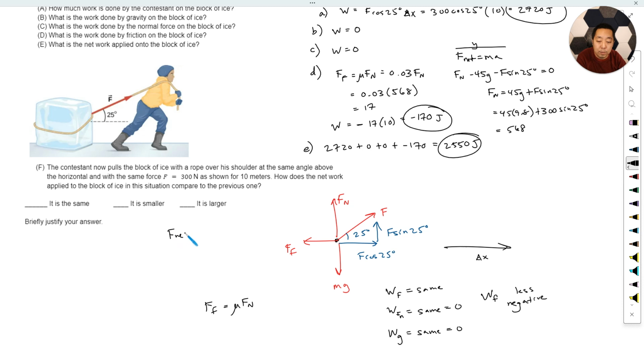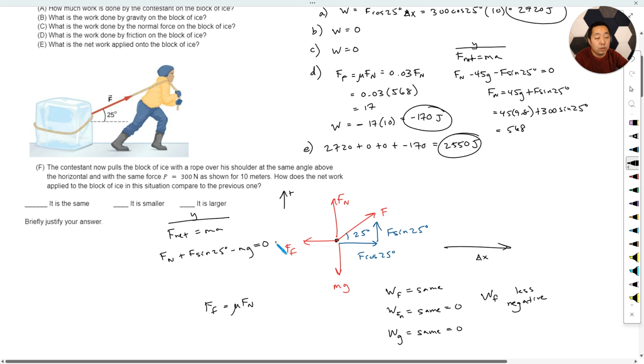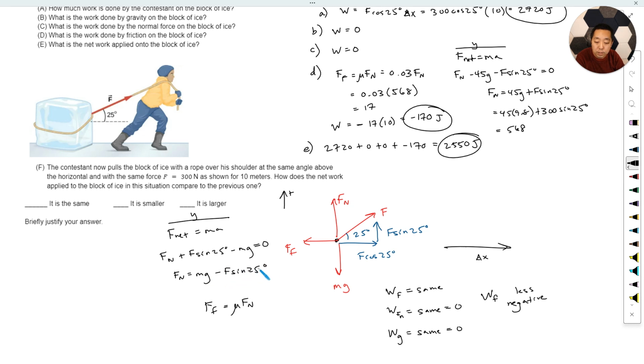If you do F net equals ma in the y direction, and we say up is positive, now you're going to have Fn plus F sine 25 degrees minus mg, because now the F sine 25 degrees is upwards instead of downwards. And this equals 0 because there's no vertical acceleration. So the Fn is mg minus F sine 25 degrees. So this is smaller, which makes the friction smaller. So the work done by friction is actually less negative, or greater, because it's closer to 0. So the net work applied to the block is going to be greater because there's going to be a smaller negative work by friction.